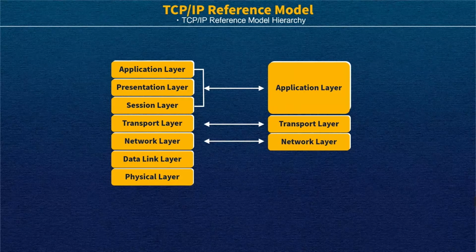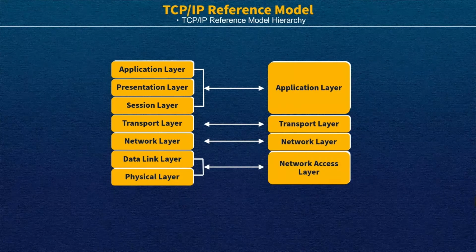And for the last 2 layers, the data link layer and the physical layer, we also integrate these 2 layers to become the network access layer. So in the TCP/IP reference model, we only have 4 layers from bottom to up: network access layer, network layer, transport layer, and application layer. Because we know the detail of each layer of the OSI reference model, the protocols of the TCP/IP reference model are very easy to understand.